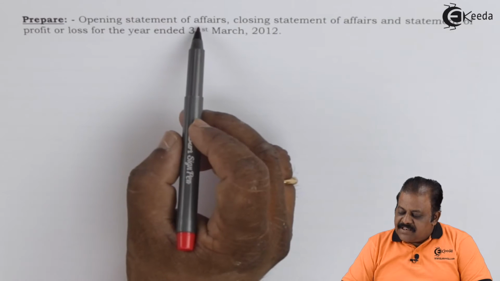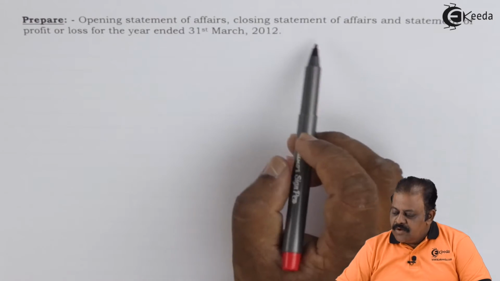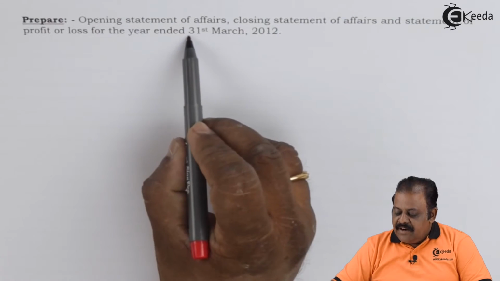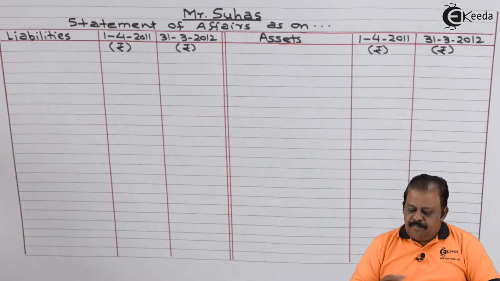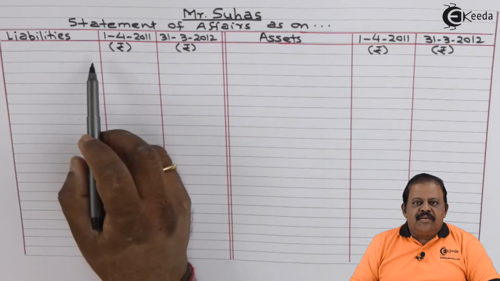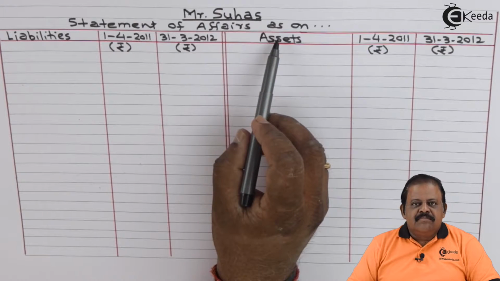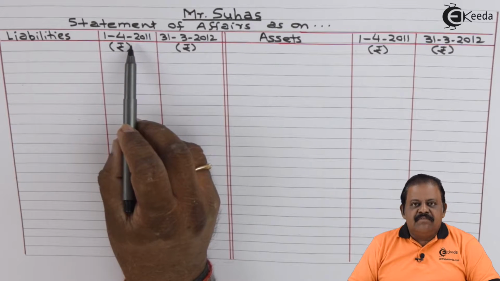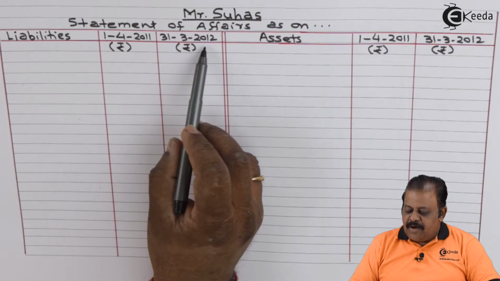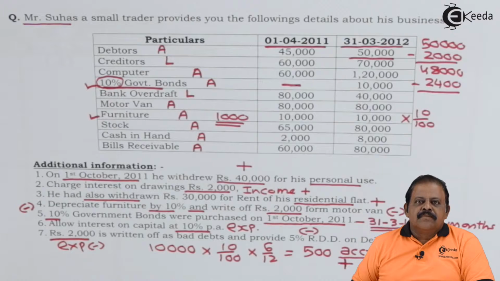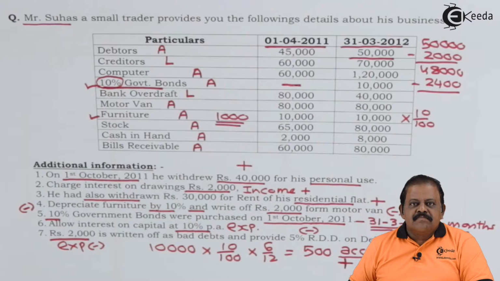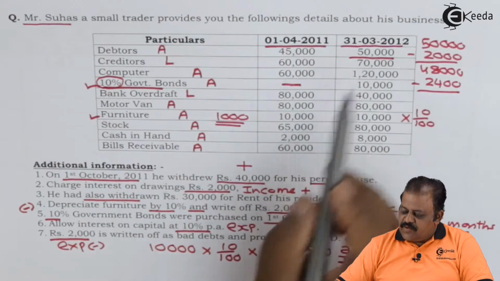Prepare opening statement of affairs, closing statement of affairs, and statement of profit or loss for the year ended 31st March 2012. For Mr. Suhas, we are required to prepare statement of affairs, opening and closing. Opening as on 1st April 2011, closing as on 31st March 2012. Debtors opening 45,000, closing 50,000.